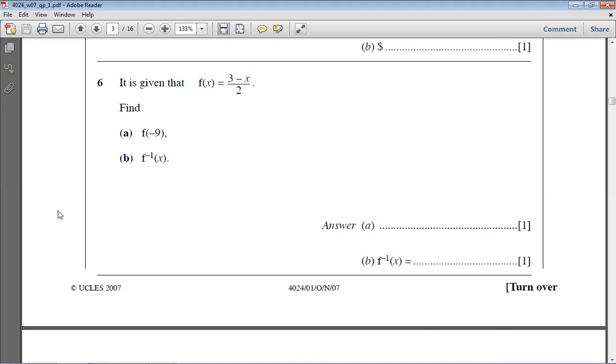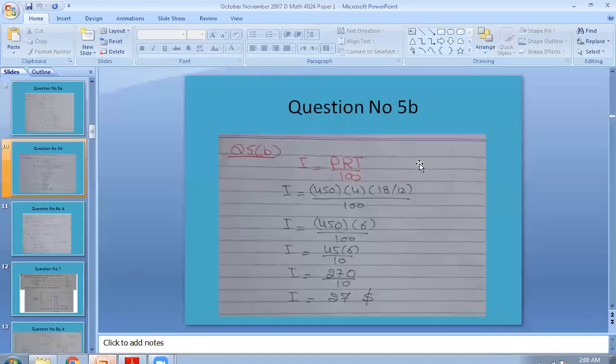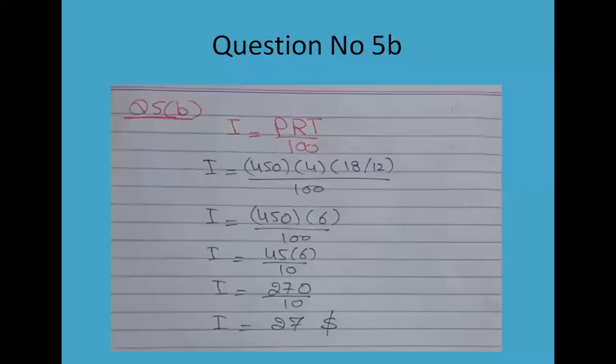The B part is to find the inverse of this function. f of x equals 3 minus x, the whole thing divided by 2. We have to find the inverse of this function. So this is question number 6, A and B part. Each part is 1 mark. So let me show you my answers.